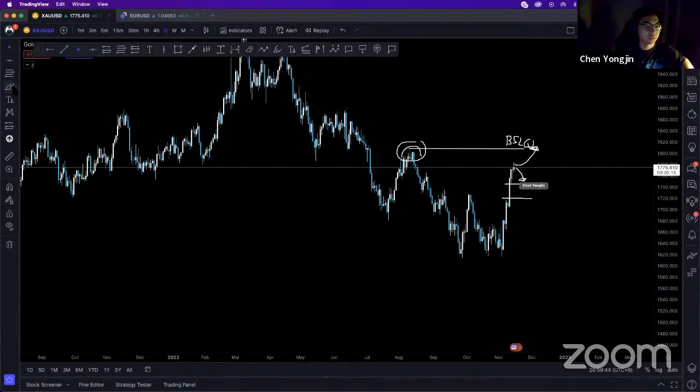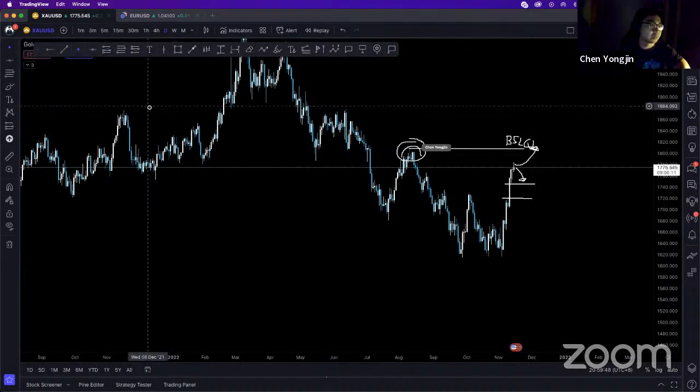Okay, that's just about it for gold. Just a very quick one. Since the news is coming up, do play it safe. Just wait for the news to pass, maybe an hour or so. You can get back to trading.